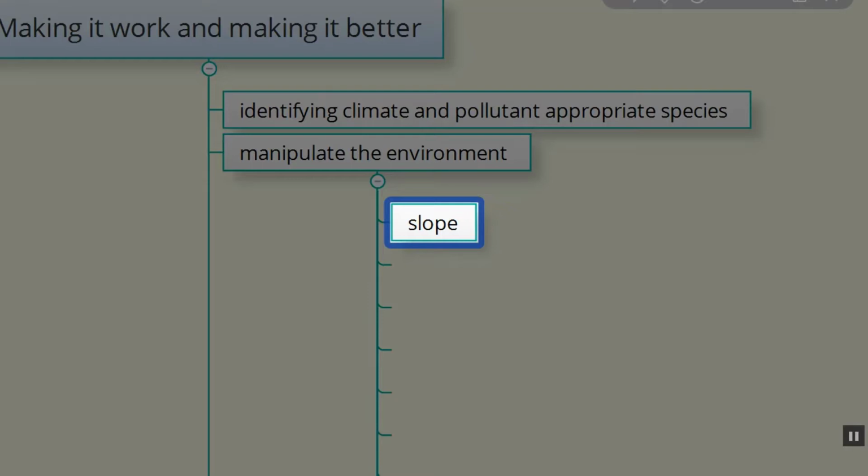So we can make alterations to the slope. What I've been doing here is creating these hugelkultur type mounds that can deviate the slope. You can create swales as well. So there's means of dealing with our environment that can help us bioremediate the organisms.